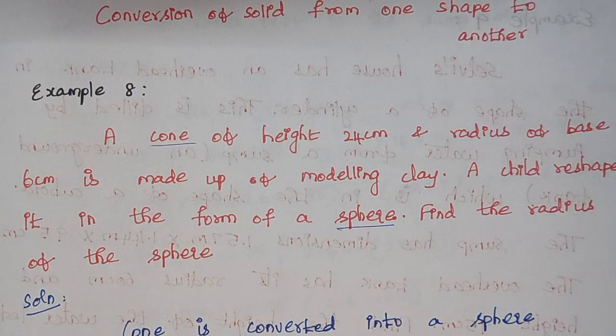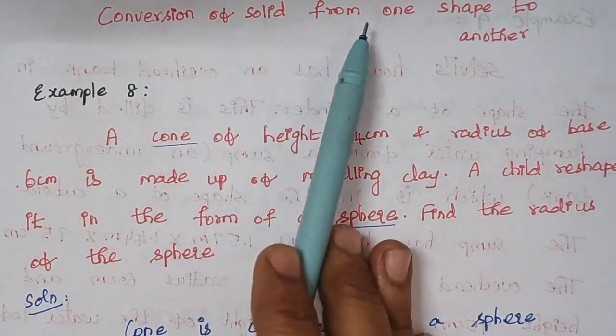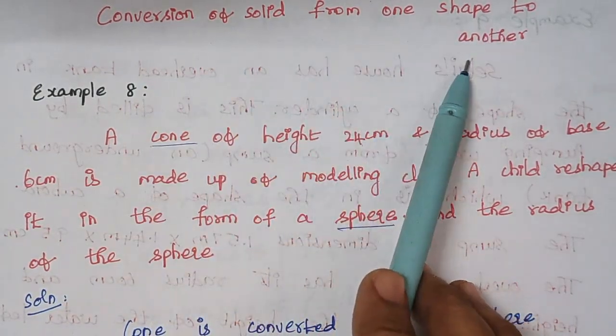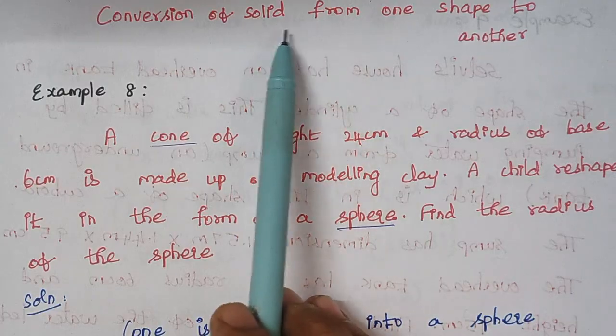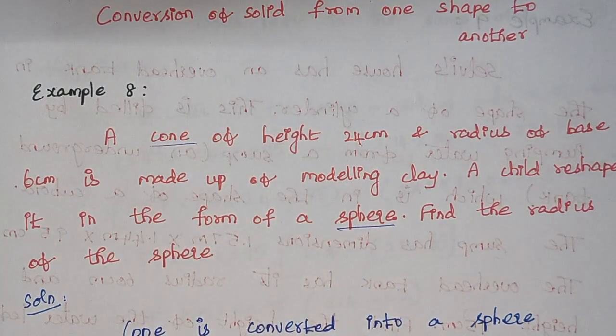Today we are going to solve example 8 in chapter 12. So here the topic is conversion of solid from one shape to other. What are all the different shapes we are discussing about? Previously in the volume topic we have discussed cylinder, cone, sphere and cuboid. Now we are going to convert one shape to another.